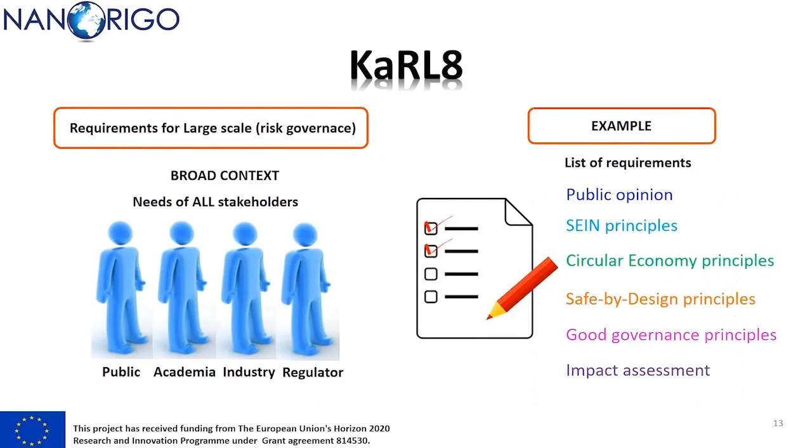So after performing the general quality check of such documents, additionally a broad context needs to be included in the actionable document. So KaRL 8 represents a list of requirements for all stakeholders. Here, public, academia, industry, regulator, consultancy, NGOs, and other stakeholders, all stakeholders are involved. Their requirements and needs are combined and analyzed and included in the actionable document. An example of KaRL 8 could be a list of requirements including public opinion, design principles, which is nothing else than social and ethical implications in nanotechnology, circular economy principles, safe by design principles, good governance principles, or impact assessment.